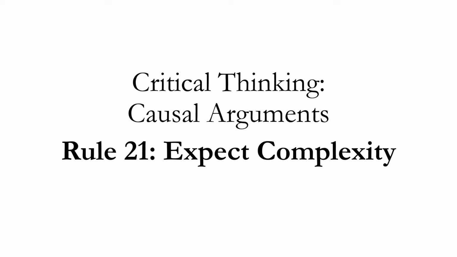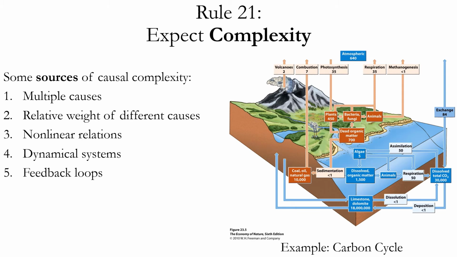Critical Thinking Rule 21. Expect complexity. Rule 21 is about causal complexity. There are at least 5 different kinds of causal complexity. 1, when you have multiple causes producing an effect. 2 is when you have to distinguish between the relative weight of different causes. There's multiple causes, but they don't contribute equally to the effect.